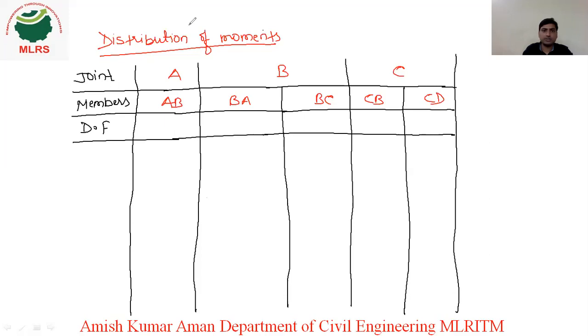Now, next is your fixed end moments, that is FEM. We have calculated the fixed end moments: for AB it is plus 10, for BA it is also plus 10, for BC it is minus 18, for CB plus 27, and for CD again minus 40.